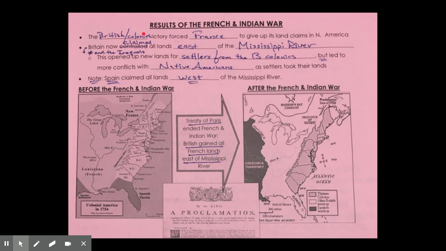The British and colonies' victory forced France to give up its land claims in North America. Britain now claimed all land east of the Mississippi River, and the Iroquois were their allies. This opened up new lands for settlers from the 13 colonies, but led to more conflicts with Native Americans as settlers took their lands. Note, Spain claimed all lands to the west of the Mississippi River. Okay.